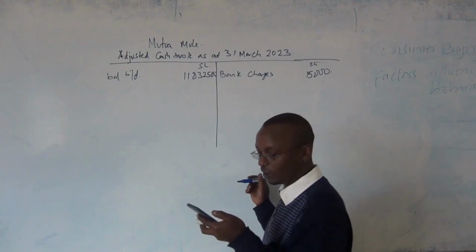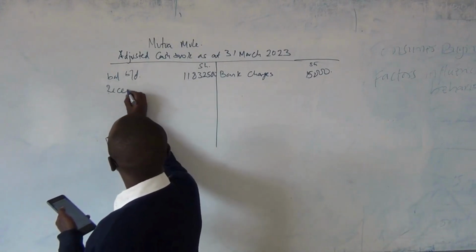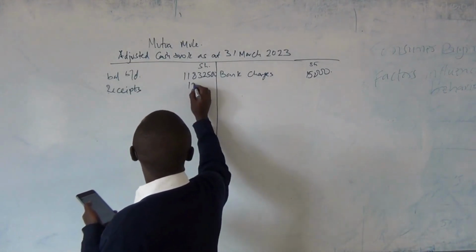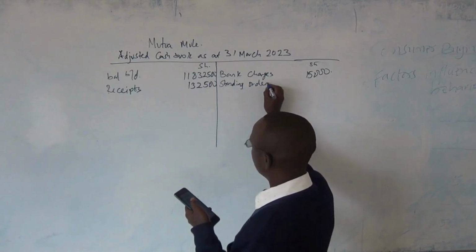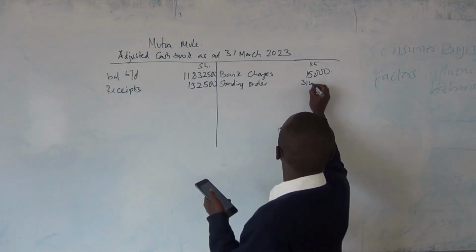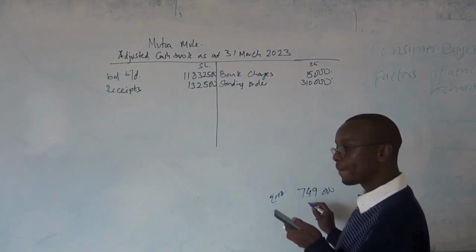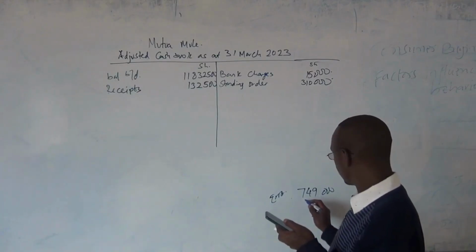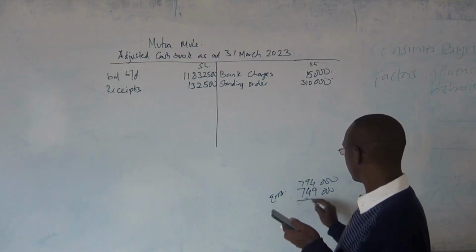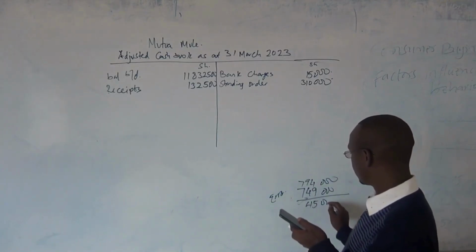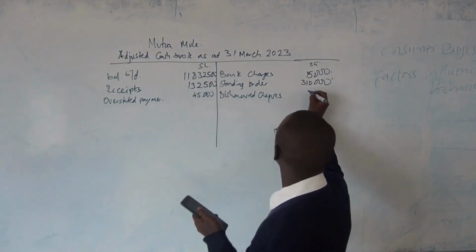Then you can see the receipts of 132,500. There is also a standing order of 310,000. There is also what? It was written as 794, minus, something like that. Then we also have an additional check of 75,000.